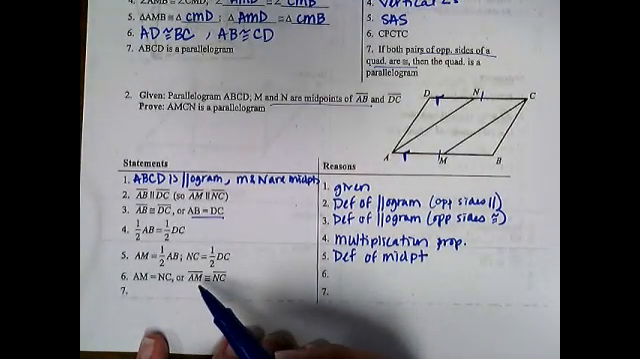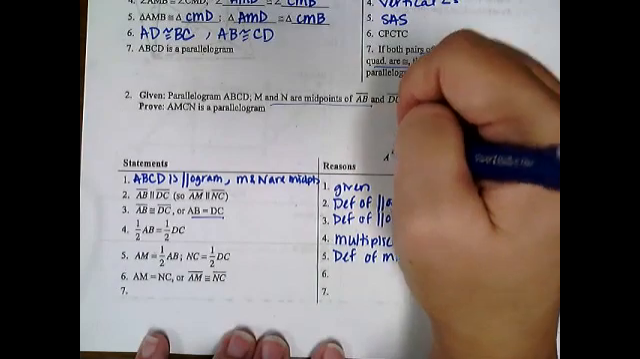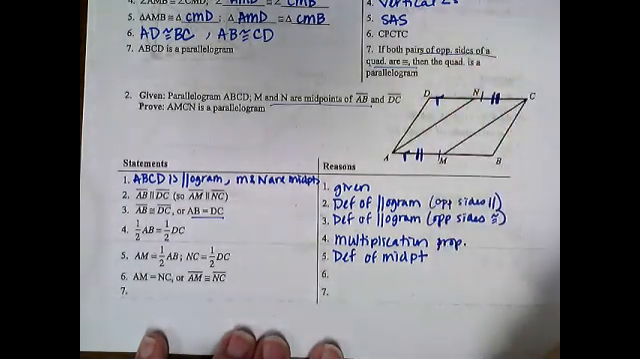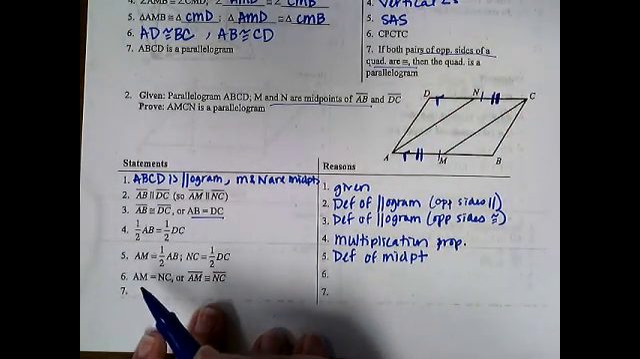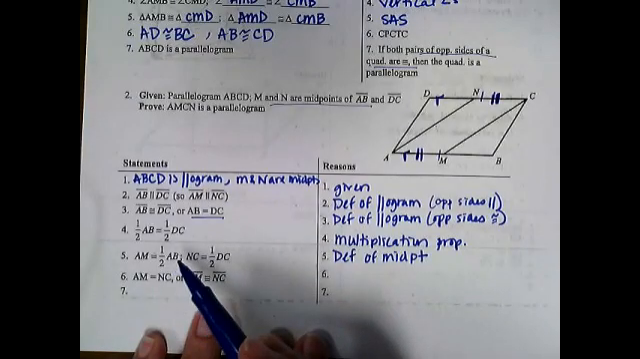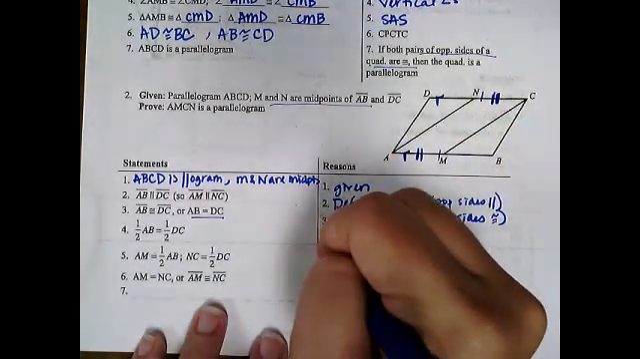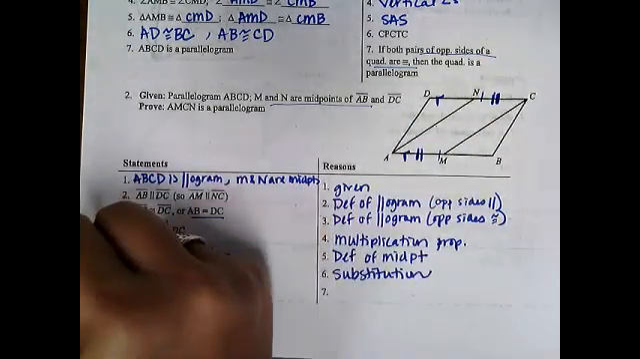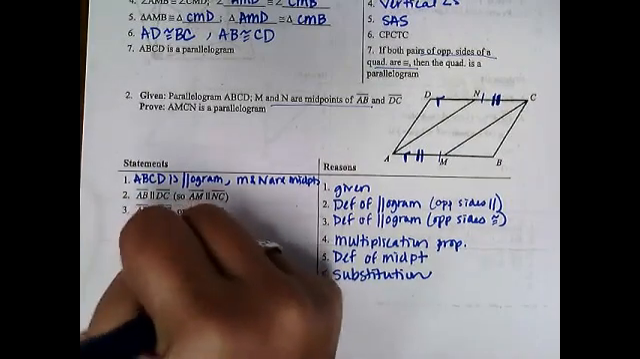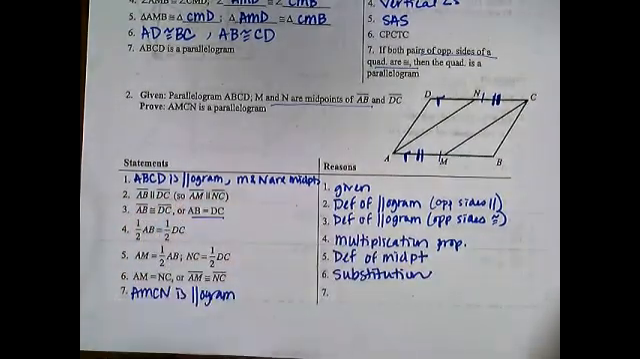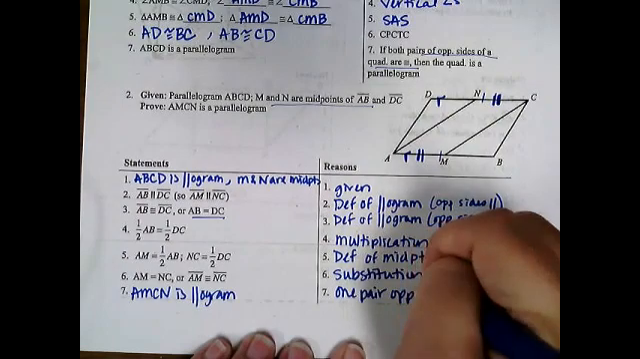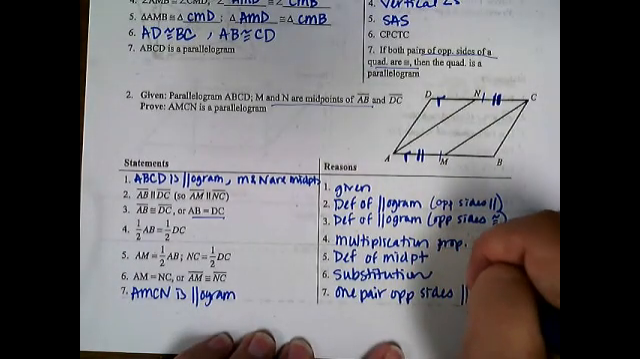AM equals NC, or AM is congruent to NC. So now we've got this guy congruent to this guy. And we had that they were parallel to one another. So this is because if these two things are equal and these are equal to that, this is substitution. We just plug those in. And so the last thing is AMCN is a parallelogram. And that is because one pair of opposite sides is both parallel and congruent.